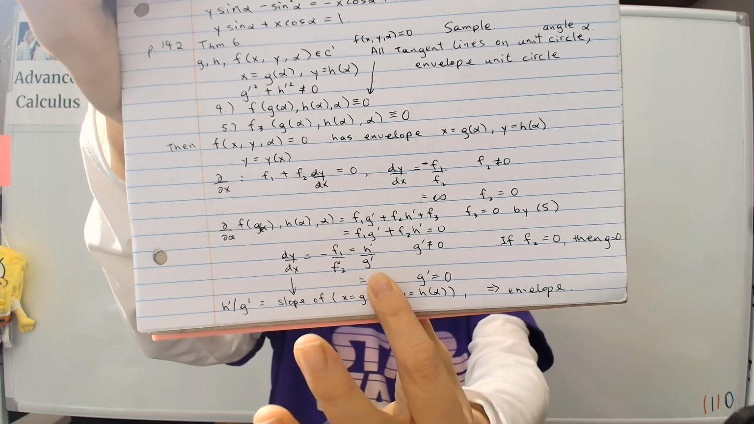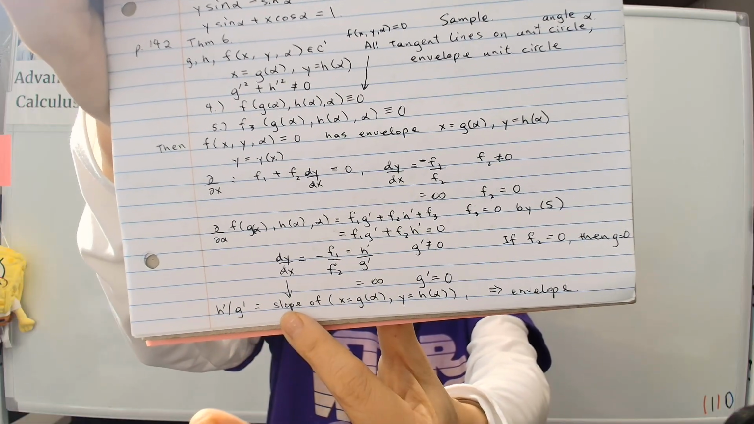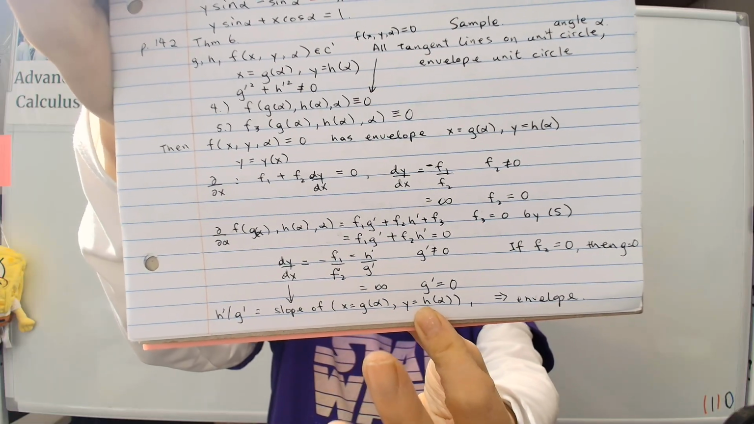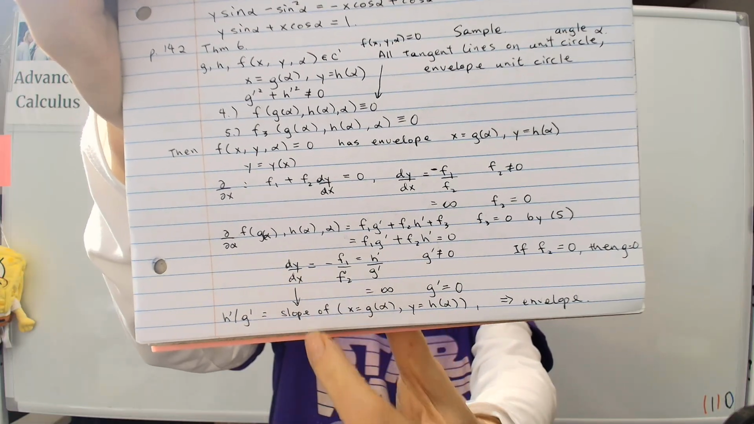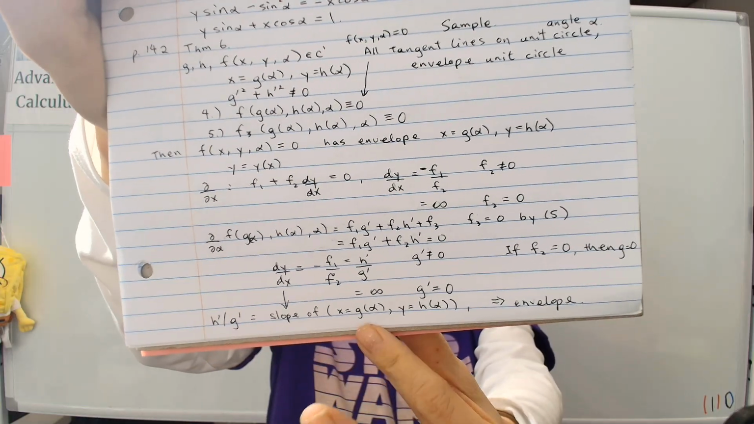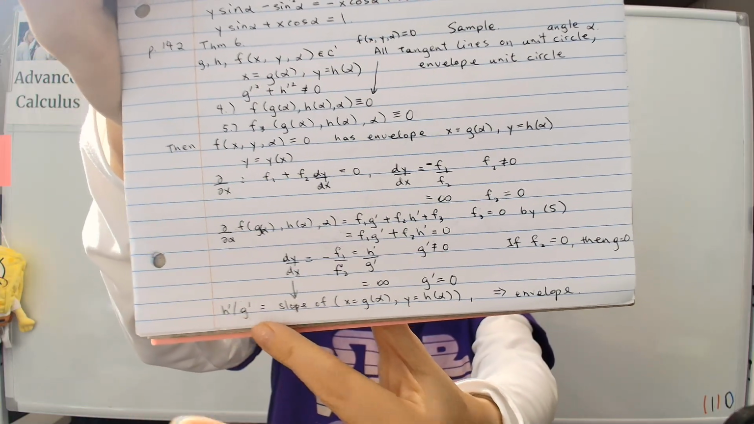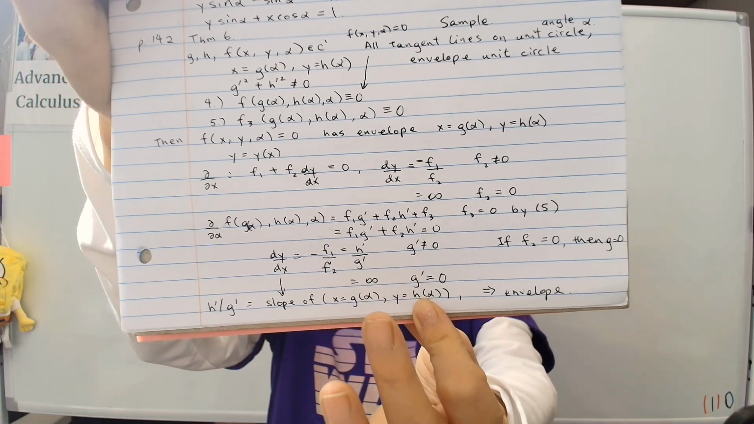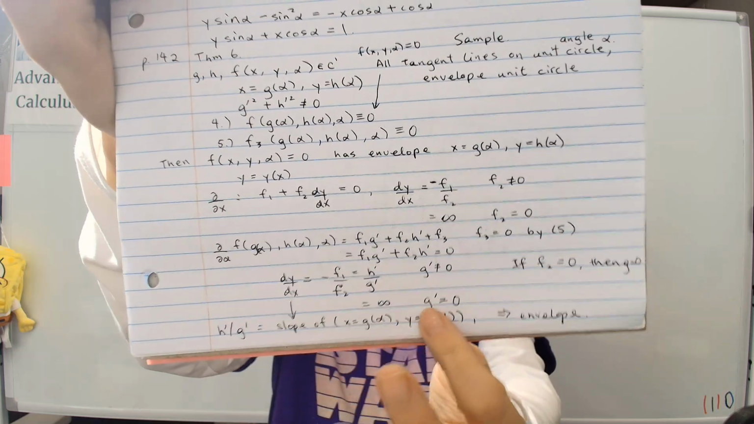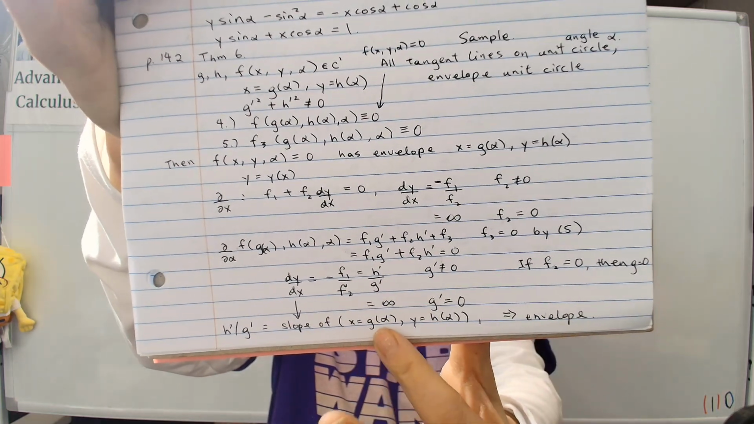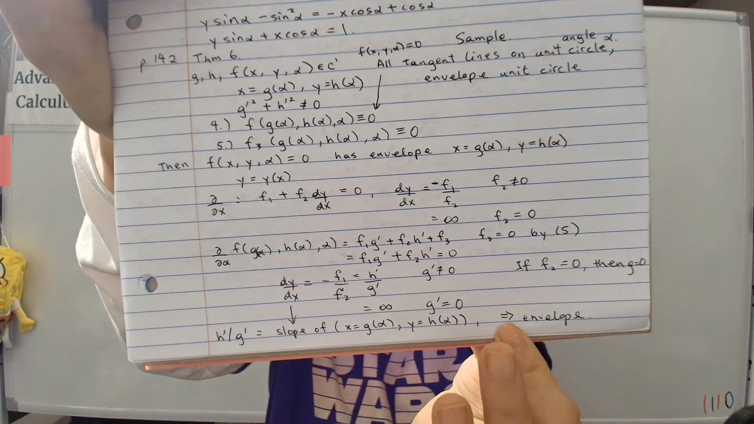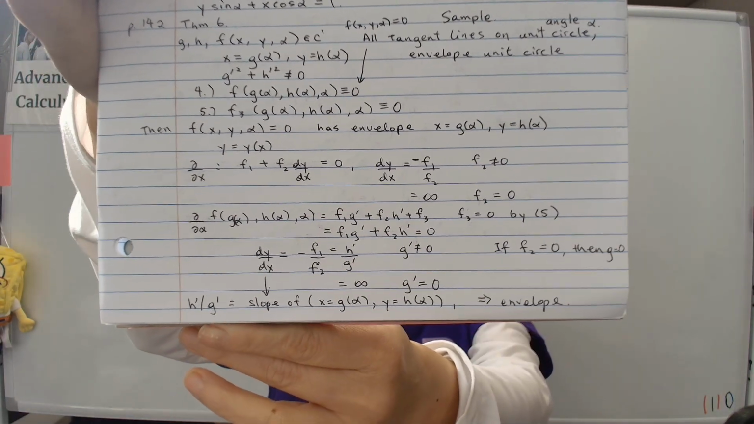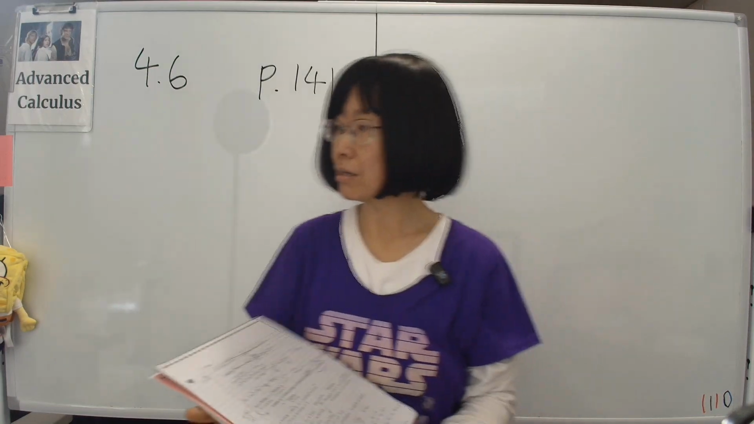And therefore, h prime over g prime is the slope of this point. It's identical to dy/dx, whereas h prime over g prime is the slope of the parametric equation. As a result, then we have therefore x equal to g(alpha), y equal to h(alpha) is the envelope of f. Okay, that is the conclusion of the proof. Please do this yourself as well.